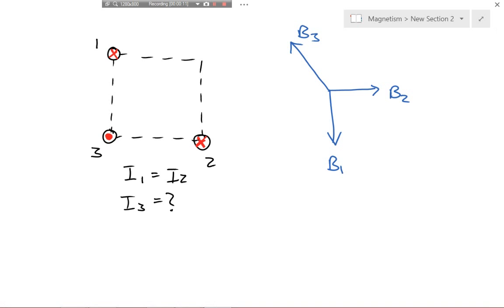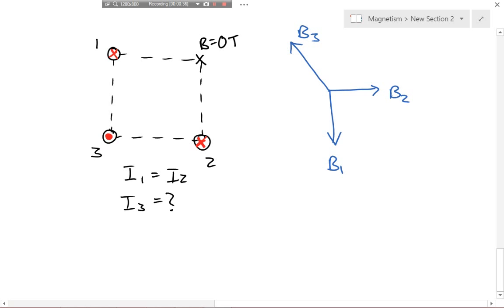So here I have drawn on the left another picture of this problem, and remember the idea is that the magnetic field up here has to be equal to 0 Tesla. And then over here on the right, I'm just showing you a vector diagram of what's going on. So the magnetic field created by wire 1 is pointing down, the magnetic field created by wire 2 points towards the right, and the magnetic field created by wire 3 points up and towards the left.